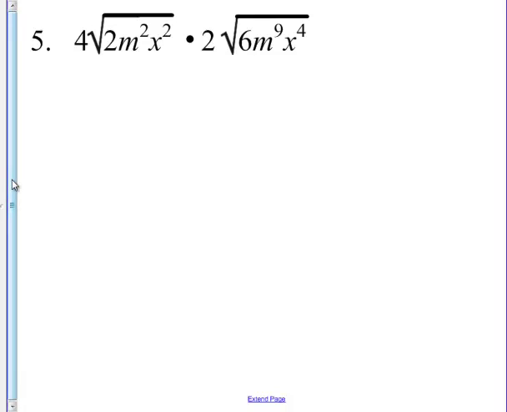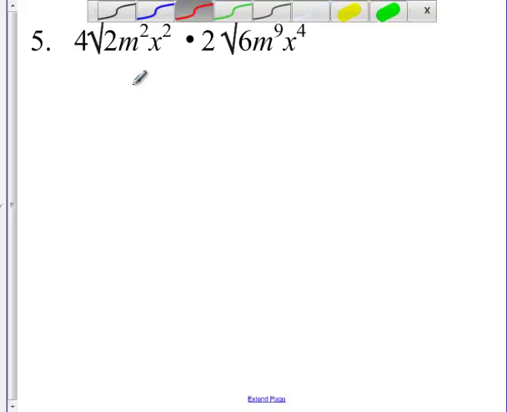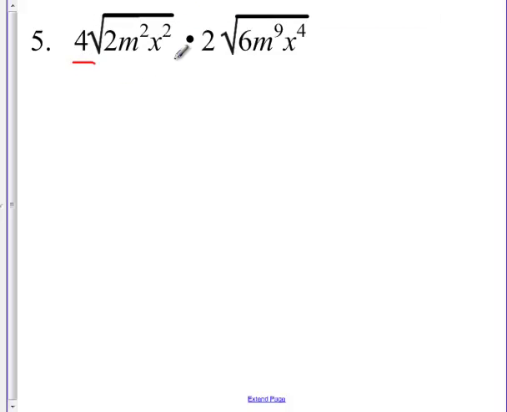All right, can you do one without the little steps in front of you? Let's see if I can remember them. Step 1, multiply the coefficients. 8. Step 2, multiply the radicands together. 2 times 6 is 12. M squared times m to the 9th. I add the exponents together. X squared times x to the 4th. I add the exponents together and get 6.